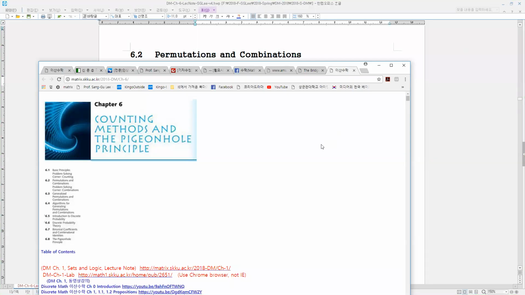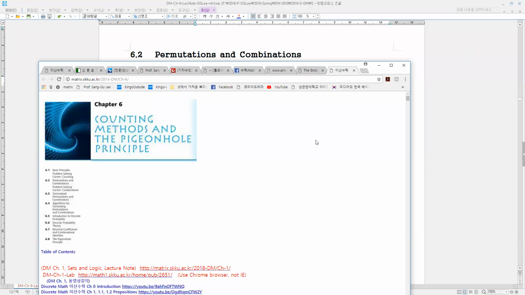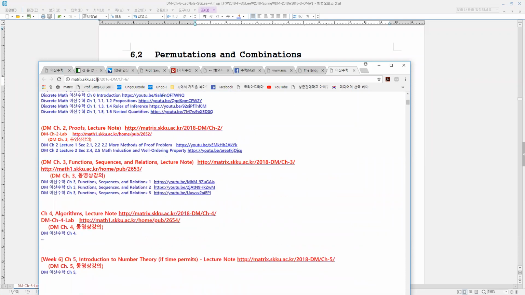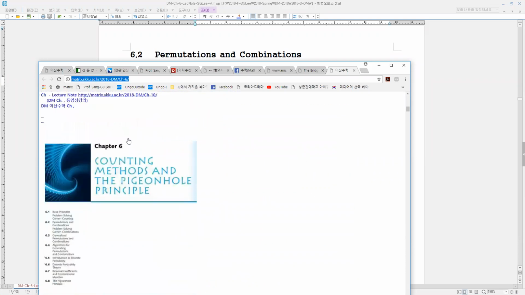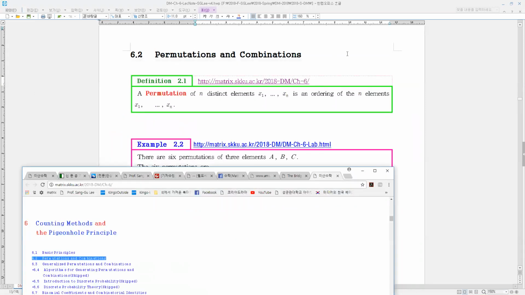Okay, we just finished up section 6.1 in chapter 6, counting methods and the pigeonhole principle. Here in this web address, we have the lecture notes, and we finished up section 6.1, basic principles. We now start section 6.2, permutations and combinations.